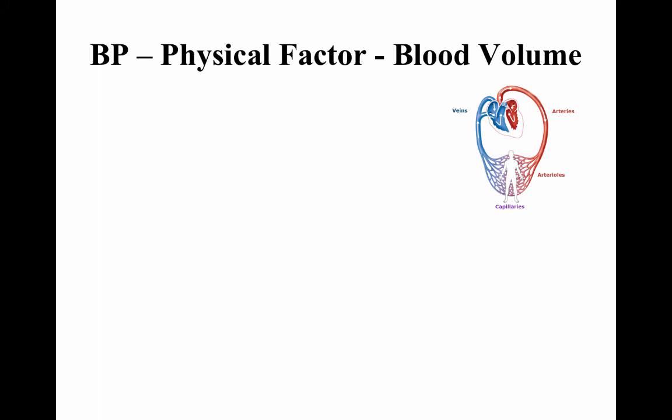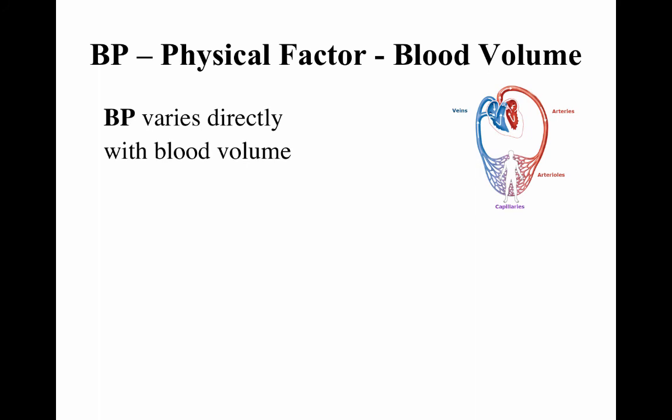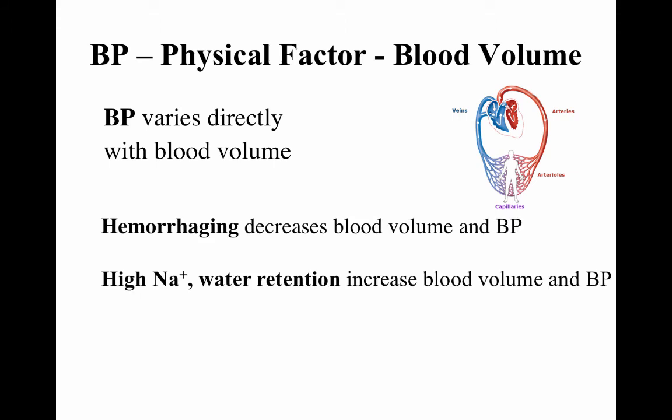The physical factor of blood volume would say that blood pressure varies directly with blood volume. And this makes sense because if we have hemorrhaging, we see a decrease in blood volume and blood pressure. If we have high sodium and water retention, we'll see an increase in blood volume and blood pressure.